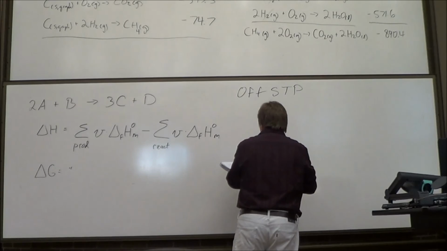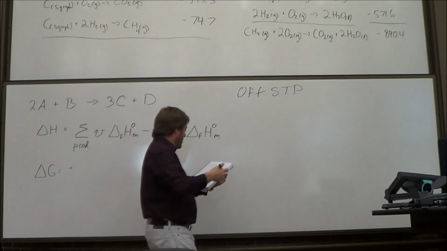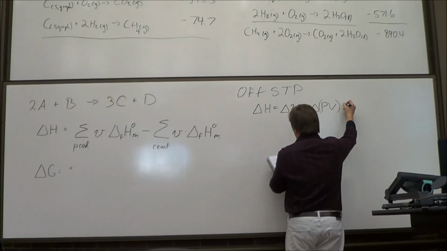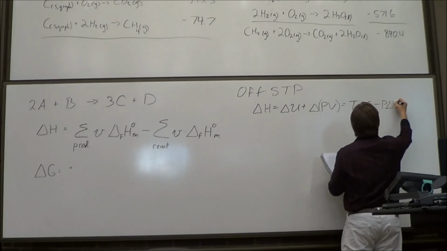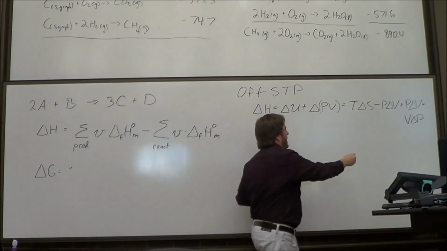And that means that you need a new delta H, and you need a new delta G, and you need a new delta S, by the way. But let's start simple. Let's start with delta H. Okay, so delta H is delta U plus delta PV, which is PdV plus VdP plus TdS minus PdV. Now look at that. These cancel. Okay, so that's not an issue.